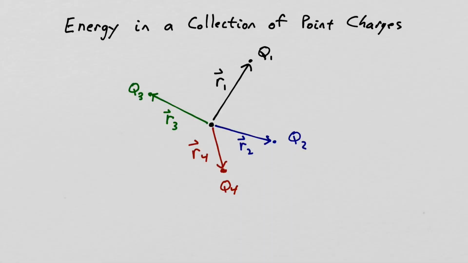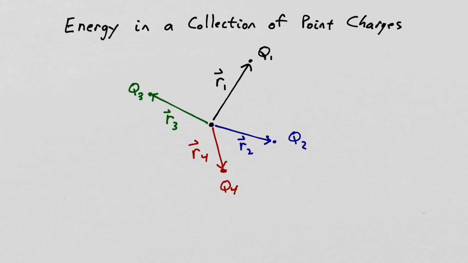Here we have four charges, Q1 through Q4, at position vectors R1 through R4. If these were all positive charges, they would all be repelling each other. If you weren't holding them in place, they would accelerate away, gaining kinetic energy. This kinetic energy would come from the potential energy of this charge configuration.